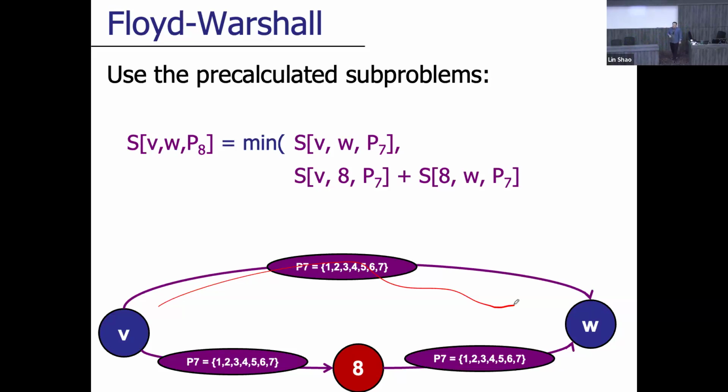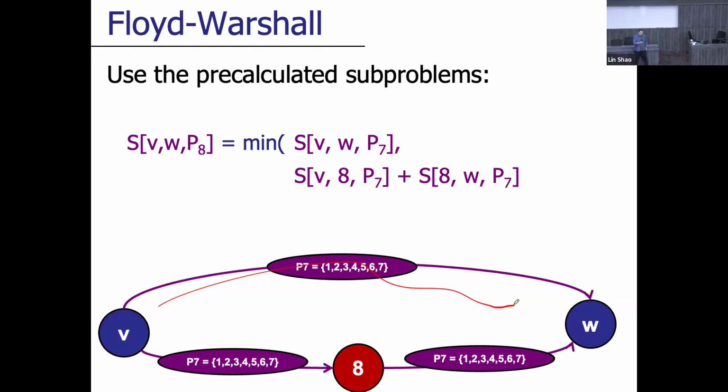So here it means the result of SVWP8 would be the minimum value between SVWP7 or SV8P7 plus S8WP7, right? These are the two possibilities that derive the relationship, so we can utilize this pre-calculated subproblem to derive the new result of SVWP8, right? I hope you're starting to grasp the idea of why we define our set of P in increasing order, right?